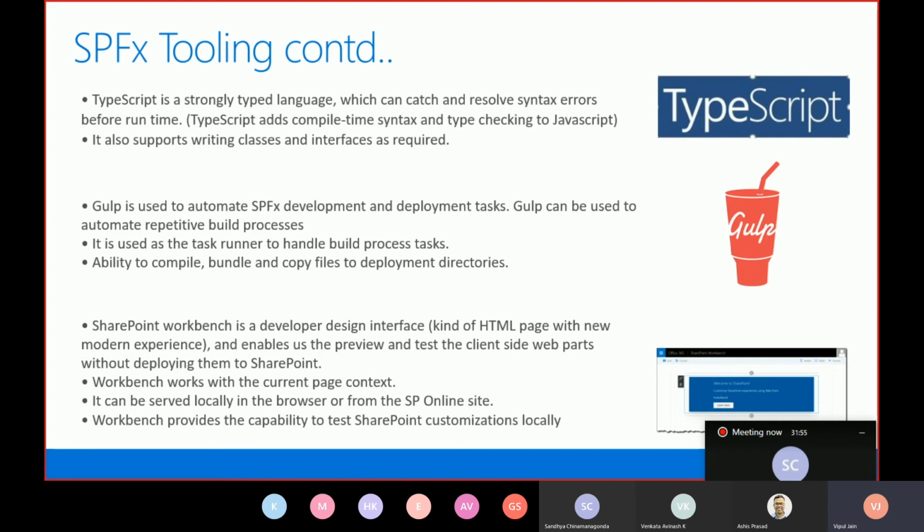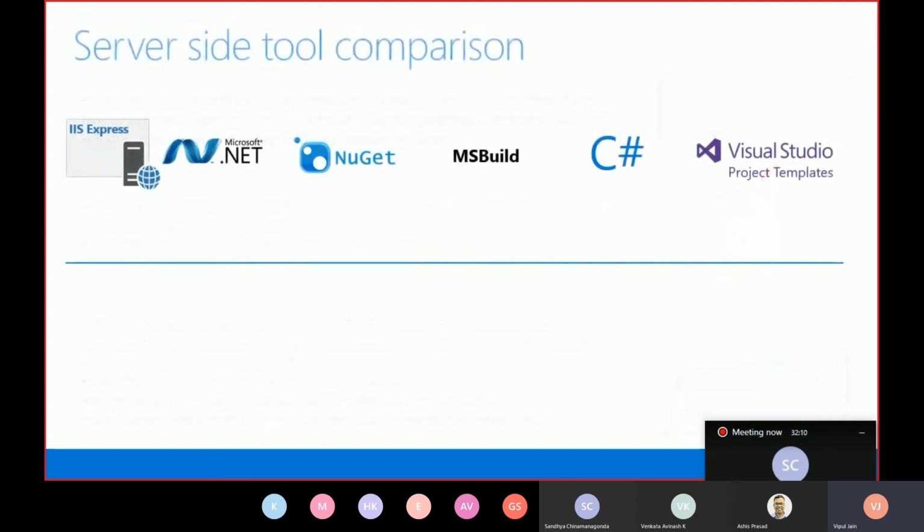The other thing is the SharePoint Workbench. There are two types of workbench in the SharePoint Framework, where you can test your web parts. One is the local workbench. Another is the SharePoint Workbench. I will be talking about this just after this.